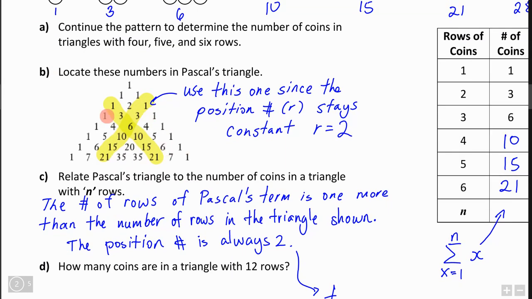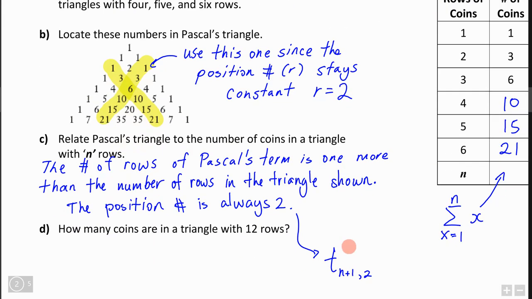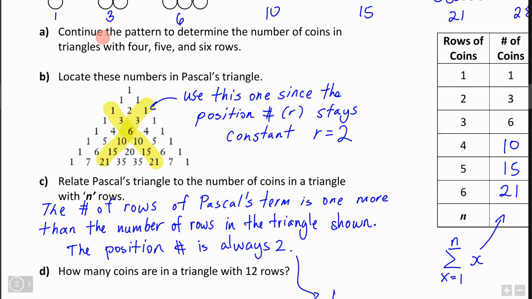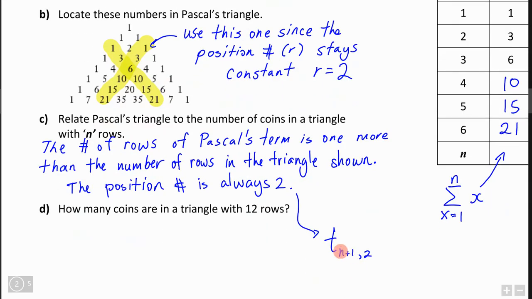Same idea. Here, row number 3, the position is 3, has 3 coins, but I have 2 rows in my triangle. So it's always going to be 1 more. That's why we have t of n plus 1. The term in Pascal's triangle is n based on the number of rows in the triangle given. If I add 1 more to that, I will get the correct location on Pascal's triangle.